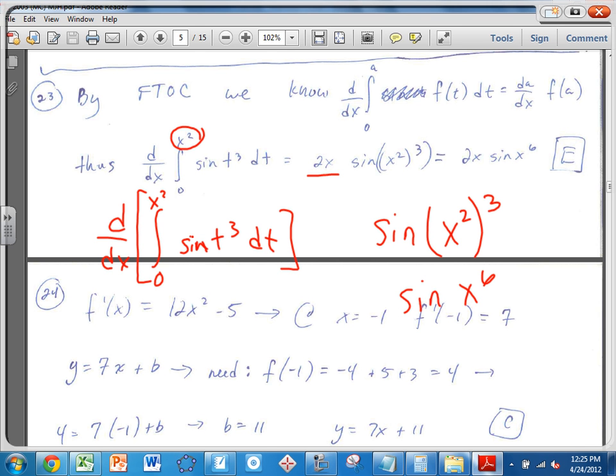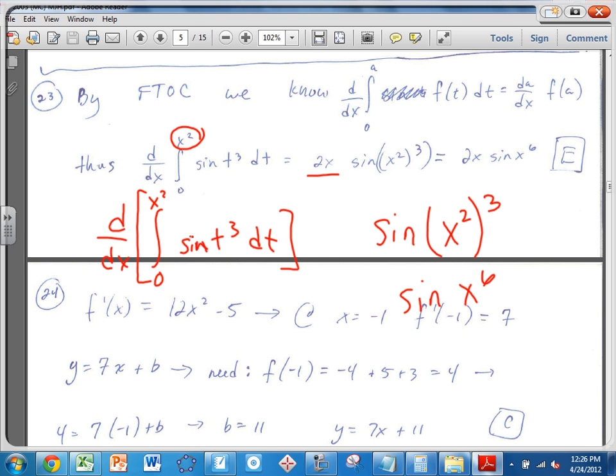We talked about this generally. When you're integrating from zero to some variable, it doesn't matter what that variable is, just plug it in. Again, when you're integrating from zero to some variable, plug it in. But then multiply by the derivative of the upper limit.